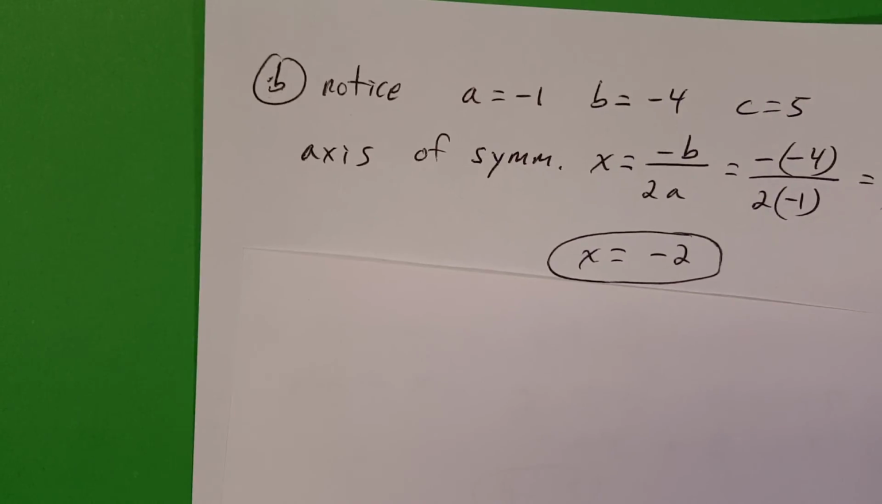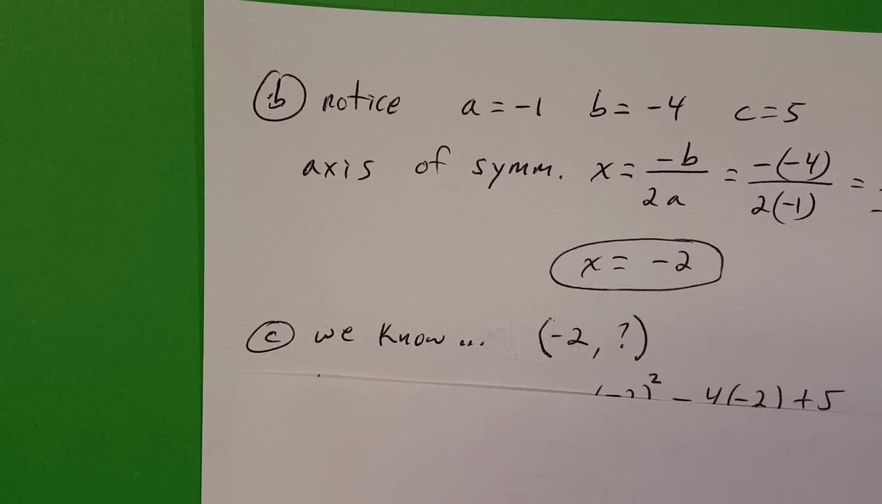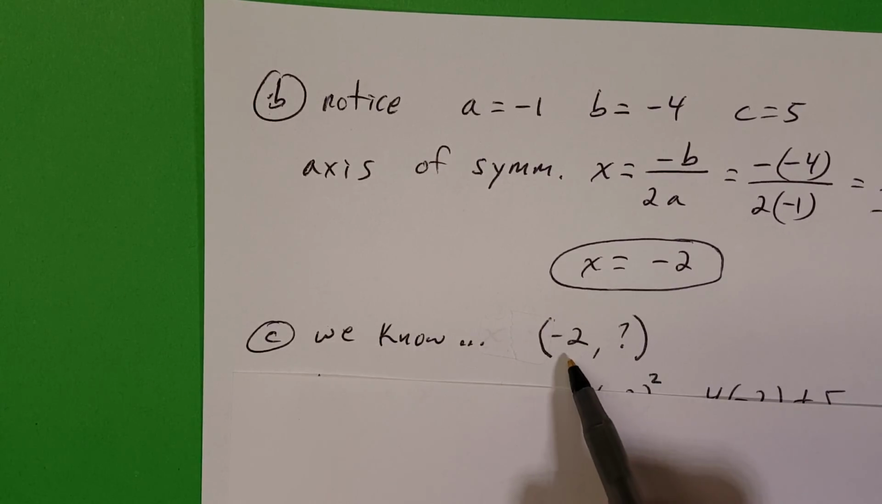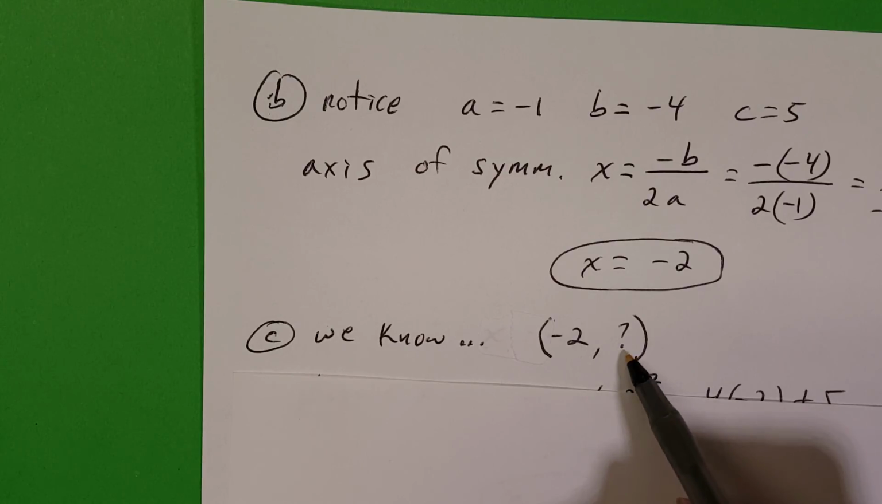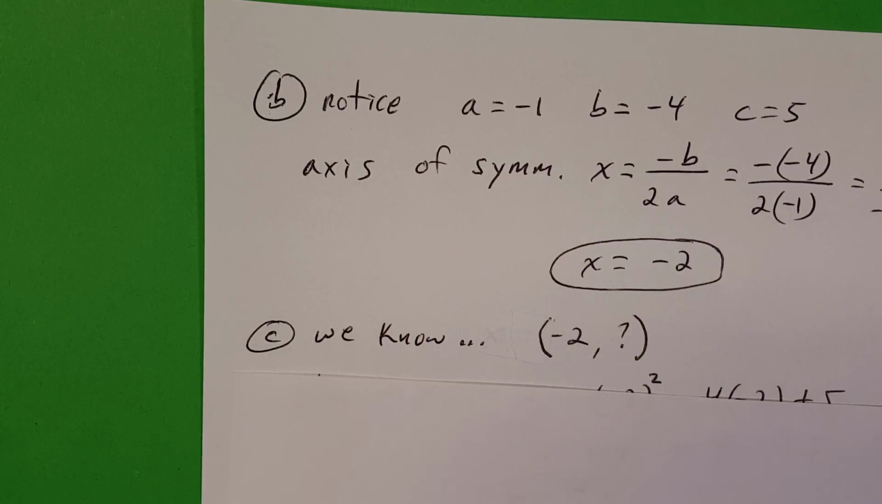Now for part c, the vertex. Well, we already know that x equals -2, so I just need to know the y coordinate. Now I do look for the y, because now I want the vertex. So I plug in the x.